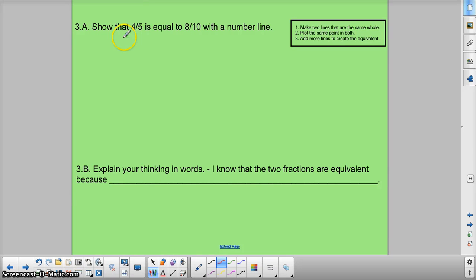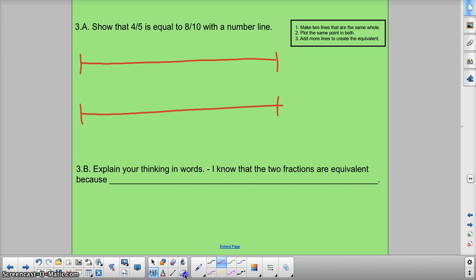Okay, show that 4/5 is equal to 8/10 with a number line. All right, first thing, let's make two number lines that are going to be the same size. And I'm just going to trim off that edge there so they're exactly the same. Now I want them both to start out equaling 4/5. So I'm going to make 4/5 on both of these. 0, 1, 2, 3, 4, 5. 0, 1, 2, 3, 4, 5. And I want them both to be 4/5.